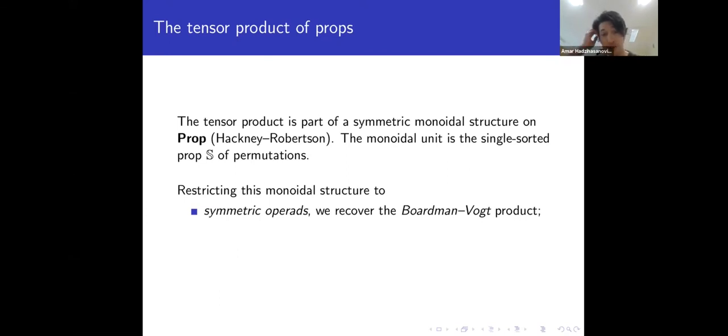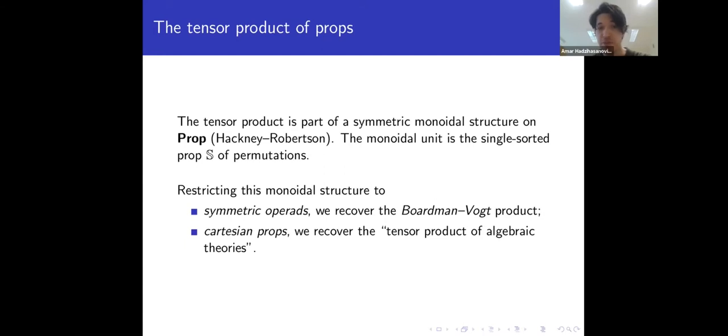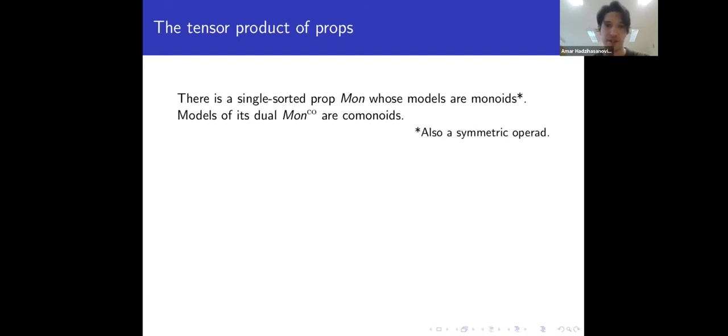If we restrict this monoidal structure to the full subcategory of symmetric operads, it is actually closed under this tensor product, and we recover what's known as the Boardman-Vogt tensor product of symmetric operads. If we restrict it to Cartesian props, we recover what is known as the tensor product of algebraic theories. So this operation really generalizes these two in this sense.